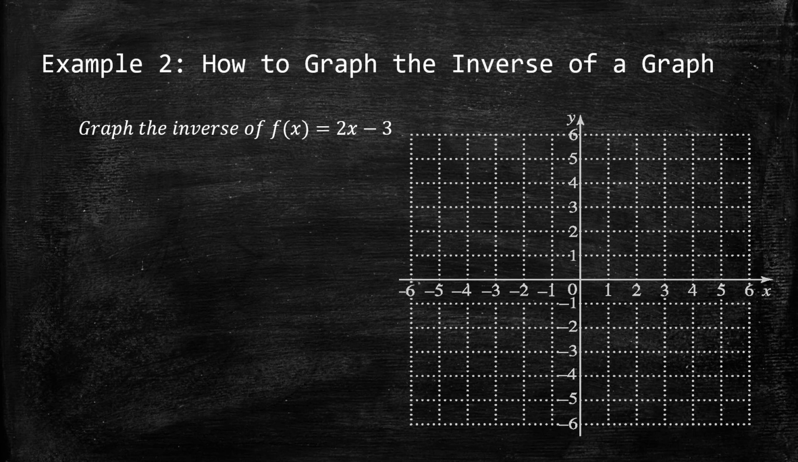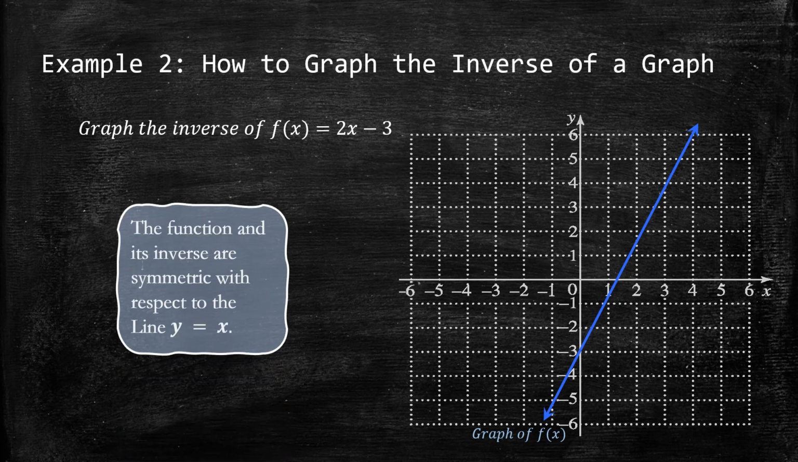Now, how do we graph the inverse? We have the function 2x minus 3. This is a straight line with y-intercept -3 and slope 2. There is a very important property about the function and the inverse: they are symmetric with respect to y equals x. The line y equals x is a straight line that passes through the origin and divides the plane into two congruent parts.